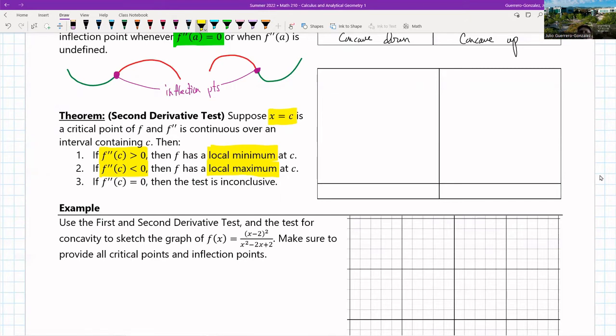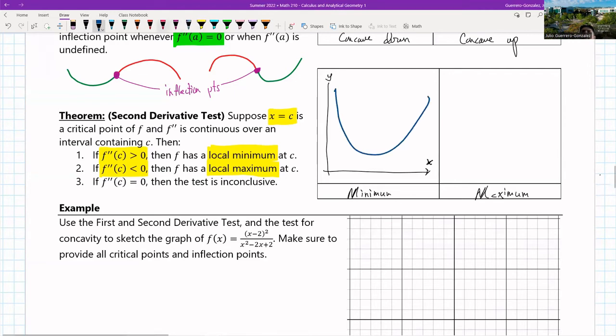The idea behind this, I'm going to do minimum here and maximum here, is just looking at how the slopes of the tangent lines are behaving. That's basically it. So let's do an x and a y again. Let's say you have a graph. This one has to be a minimum. Let's say this is our critical value right here, our value c.